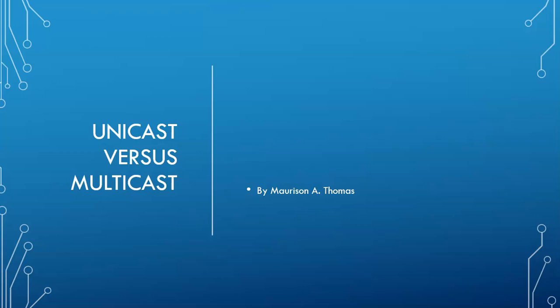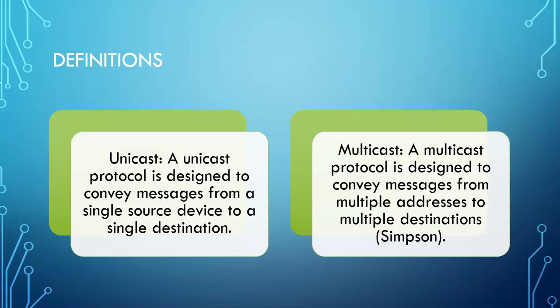Unicast versus multicast by Morrison Thomas. We will now take a look at the differences between a unicast protocol and a multicast protocol. A unicast protocol is designed to convey messages from a single source device to a single destination, whereas a multicast protocol is designed to convey messages from multiple addresses to multiple destinations.